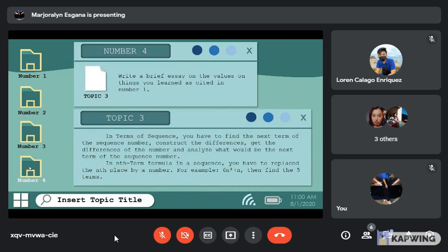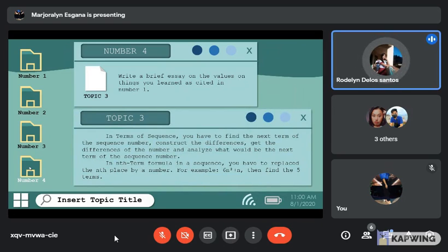In terms of sequence, you have to find the next term of the sequence: extract the differences of the numbers, and analyze what would be the next term. For an nth term formula in a sequence, you have to replace n by a number. For example, 6n squared plus n. Then find the first five terms.